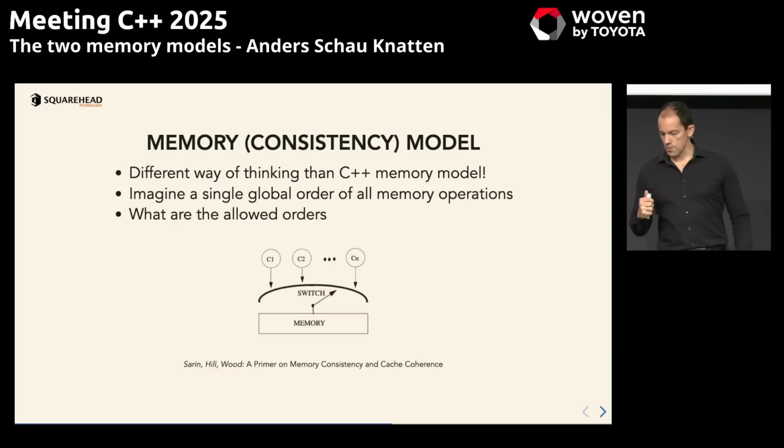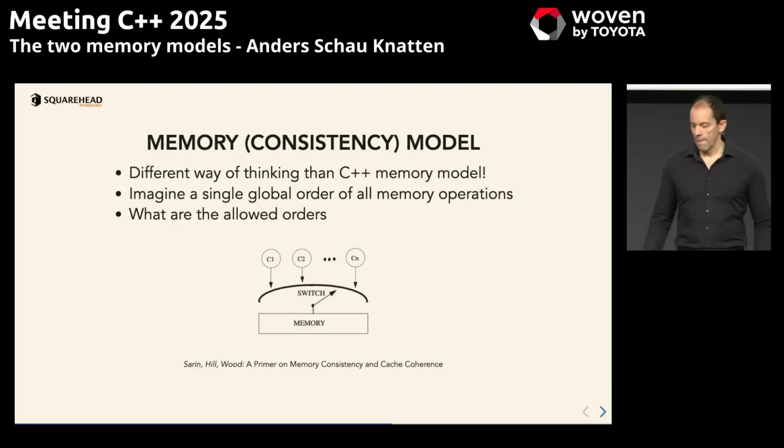There's a book by Sorin, Hill, and Wood, A Primer on Memory Consistency and Cache Coherence, which has this drawing. It's illustrating a bunch of cores C1 to Cn. And then it says, imagine that the memory is a single box with a switch in front of it that picks in an arbitrary order memory operations from all of the cores. So only one core can do one memory operation at a time, and it finishes before the next one. This is not how a CPU works. Of course, that would be incredibly slow, but it's the mental model.